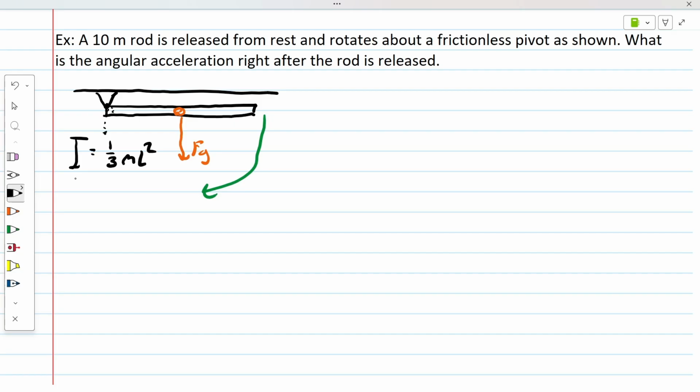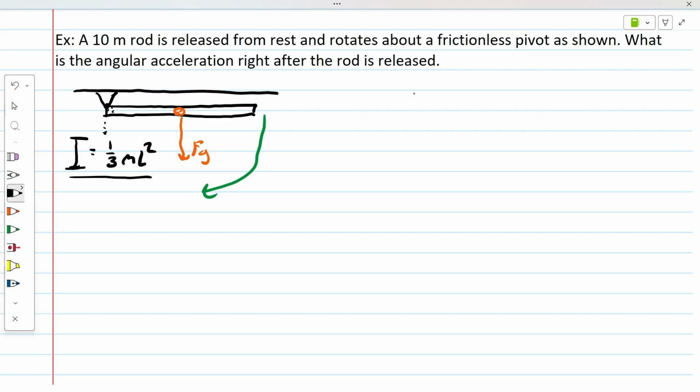If you want to see how we derive this, in a previous video where we talked about rotational inertia, we used the parallel axis theorem and derived it. It was pretty cool, so go back and watch that later if you want to see how we derive it, but for now it's just given. And so we need to figure out how we can find the angular acceleration.